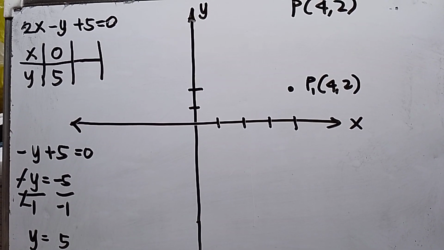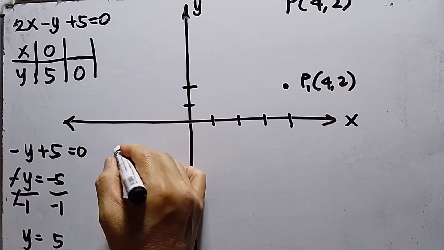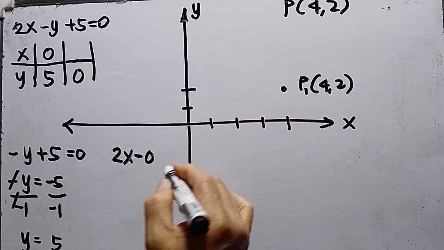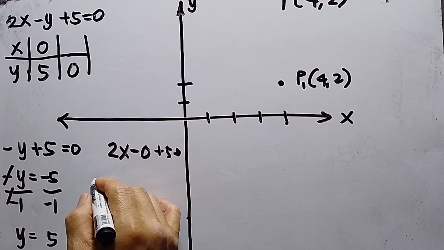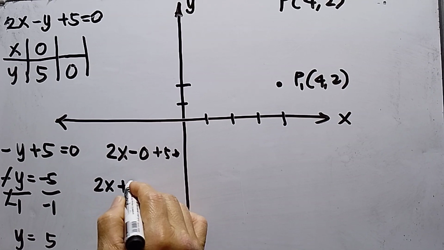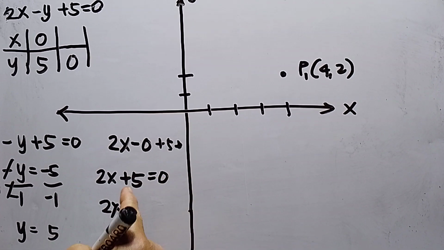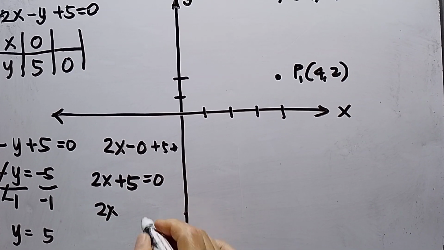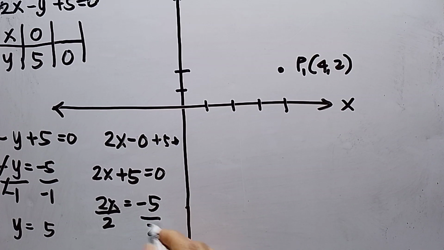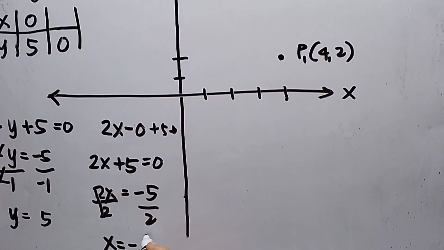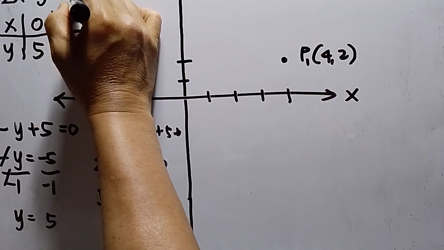So if y is equal to 0, then 2x minus 0 plus 5 is equal to 0. So this will be 2x plus 5 is equal to 0. Then 5 will transpose to the right, so this will be negative 5. Then divide by 2 on both sides. So x equals negative 5 over 2.